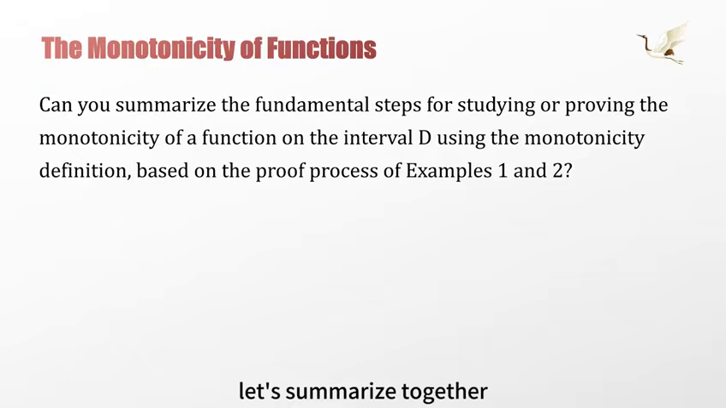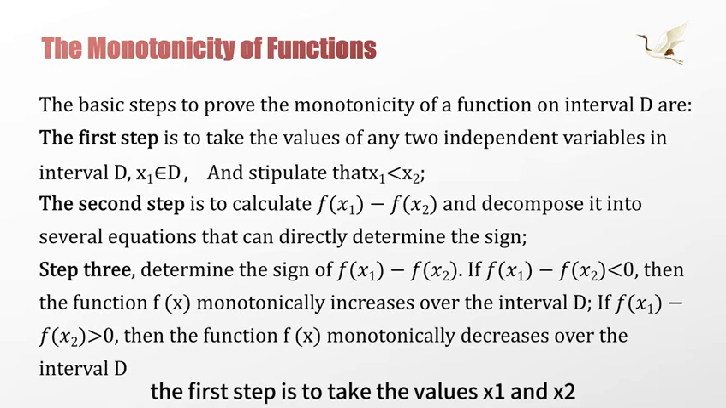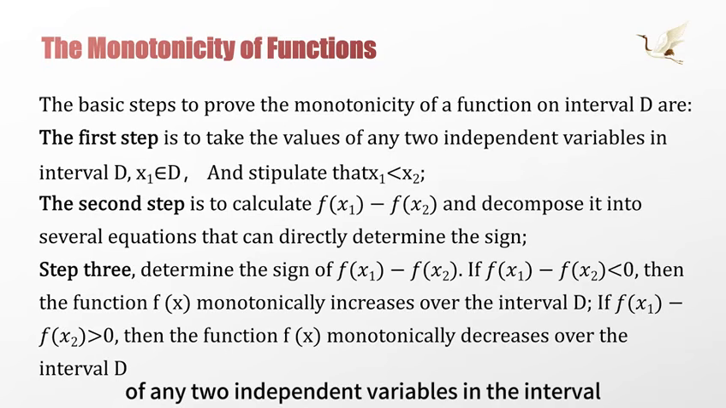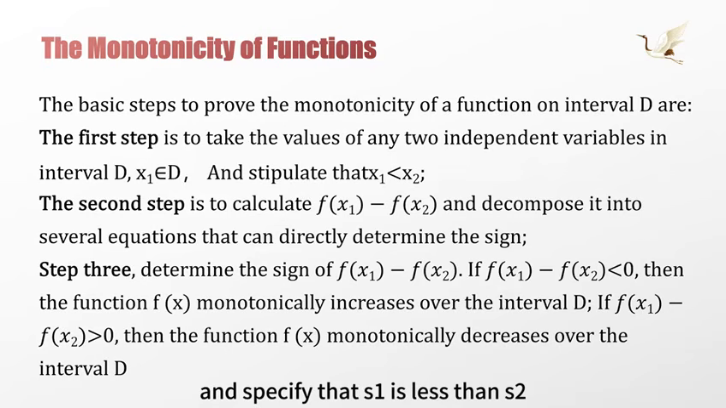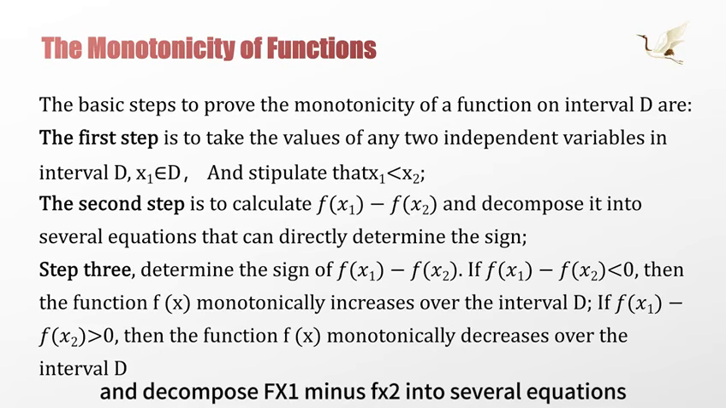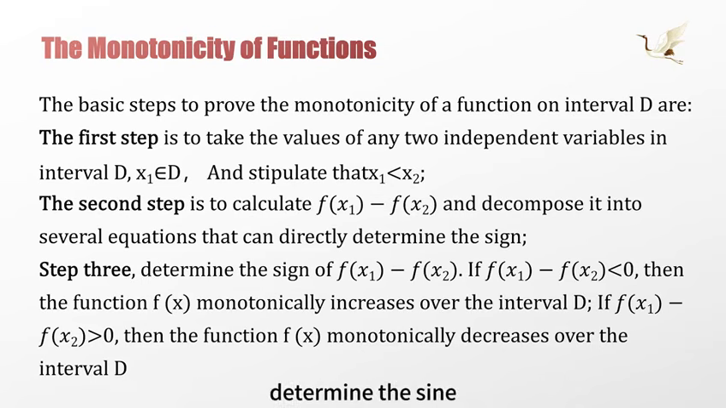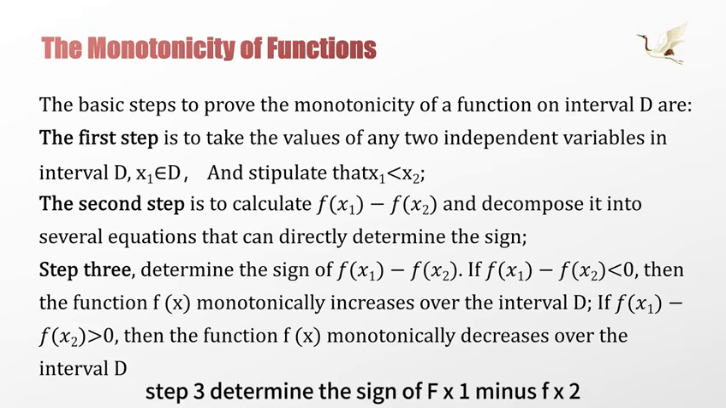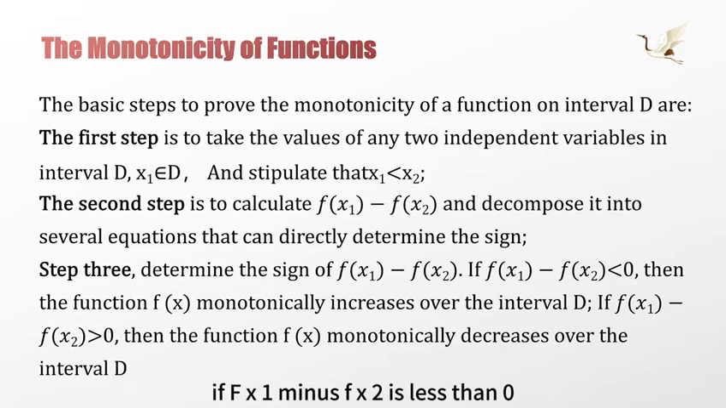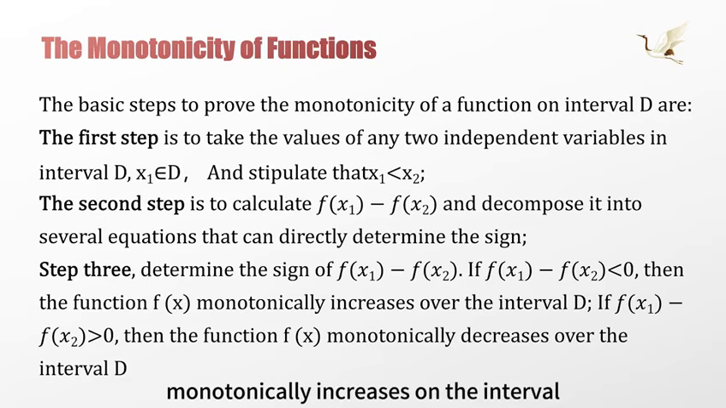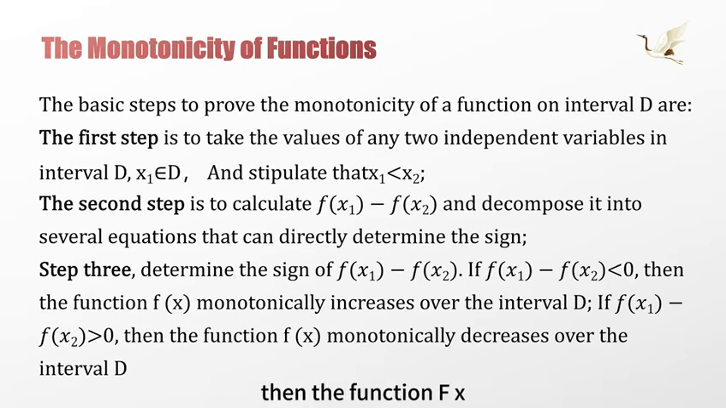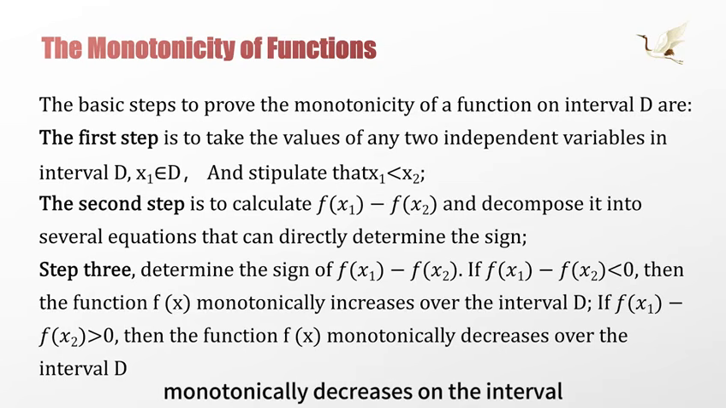Let's summarize together. The first step is to take the values x1 and x2 of any two independent variables in the interval and specify that x1 is less than x2. Step 2. Calculate f(x1) minus f(x2) and decompose it into several factors that can directly determine the sign. Step 3. Determine the sign of f(x1) minus f(x2). If f(x1) minus f(x2) is less than 0, then the function f(x) monotonically increases on the interval, while if f(x1) minus f(x2) is greater than 0, then the function f(x) monotonically decreases on the interval.